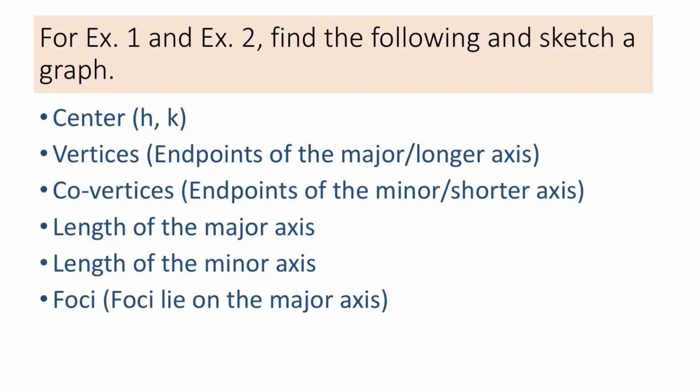So we're going to do 2 complete examples. For each of these examples, we're going to find the following items, and we're going to sketch a graph. We'll find the center, the vertices, which are the endpoints of the major axis, the co-vertices, which are the endpoints of the minor axis, the length of the major axis, the length of the minor axis, and the coordinate pairs of the foci. Remember, the foci lie on the major axis. So we're going to do 2 full examples.